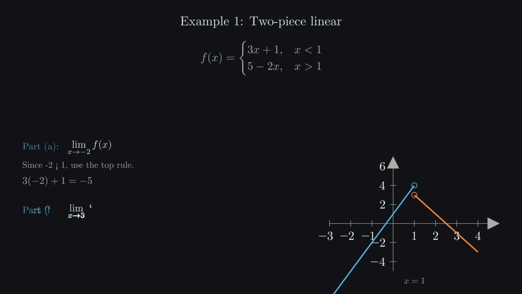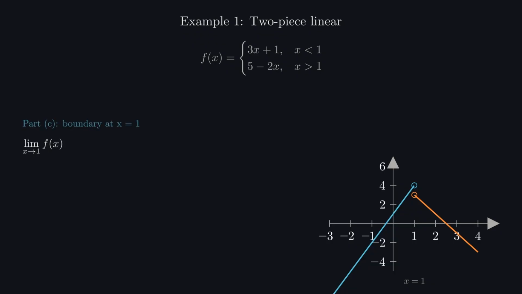For part B, the limit as x approaches 3. Since 3 is greater than 1, we are on the right side, so we use only the bottom rule. 5 minus 2 times 3 equals negative 1. Now, part C, the interesting one. The limit as x approaches 1. This is exactly where the rule changes, so we must check both sides separately.